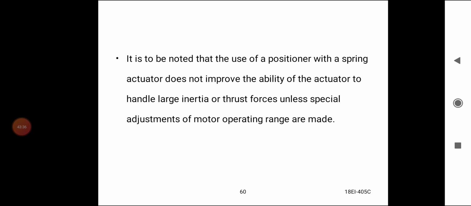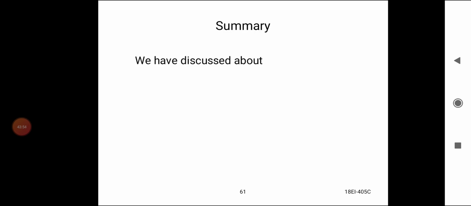It is to be noted that the use of a positioner with a spring actuator does not improve the ability of the actuator to handle large inertia or thrust forces unless special adjustment of the motor operating range is made. Summary: we have discussed the valve positioner.